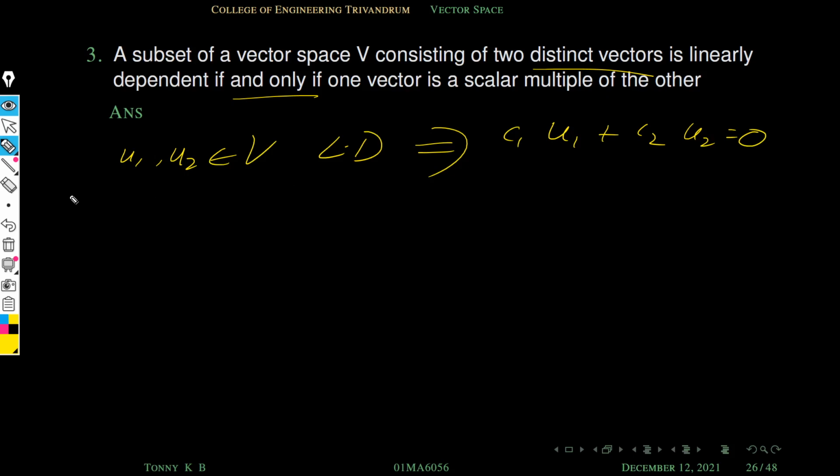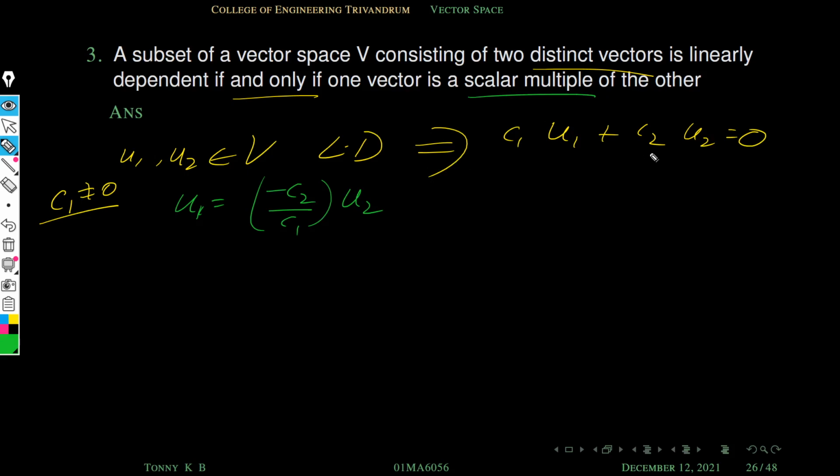Anyway, we assume that C1 is not equal to 0. We know that at least one of them is not equal to 0. Then we can rewrite this expression as u1 equals minus C2 by C1 times u2. Now it is clear that u1 is a scalar multiple of u2, and this number is well defined. Why? We assumed that C1 is not equal to 0. So this is a well defined number. So u1 equals some scalar times u2. So this is true. One of them is a scalar multiple of the other.